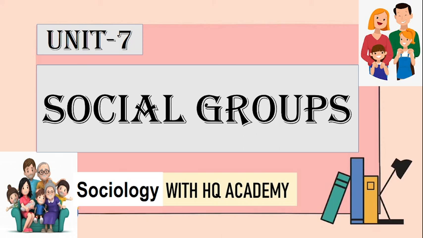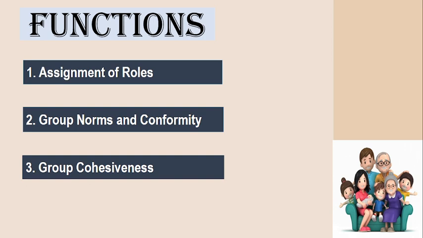Collectively, clubs, businesses, families, circles of friends, local religious groups, or something like an audience, you can consider as examples of social groups. Let's discuss some of the functions of the social group. The first one we define as assignment of roles.